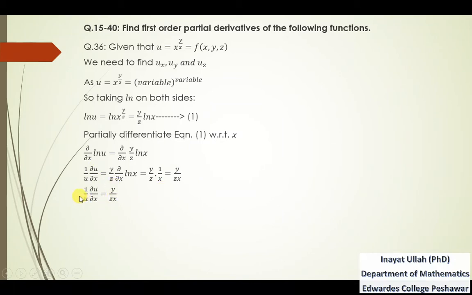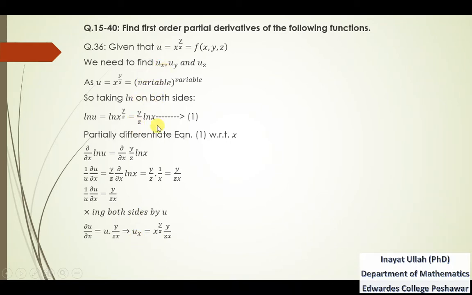Multiplying both sides by u in order to find del u by del x, this u will be cancelled out and we will be left with del u by del x is equal to u into y by zx. This notation can be written as ux is equal to, the value of u from here is x to the power y by z, into y divided by zx. So that is the first order partial derivative of u with respect to x.